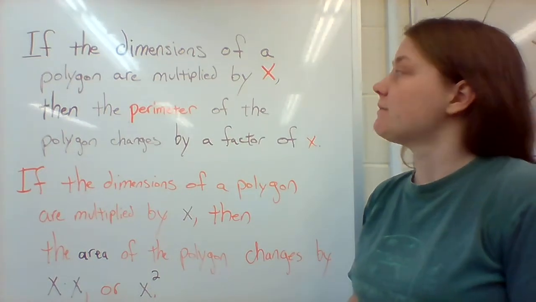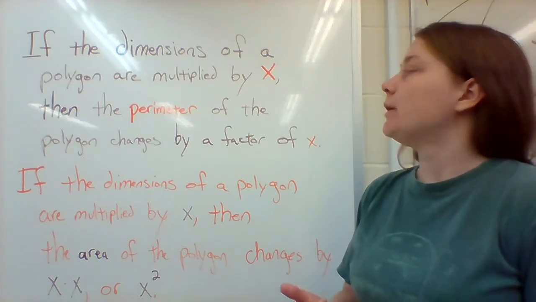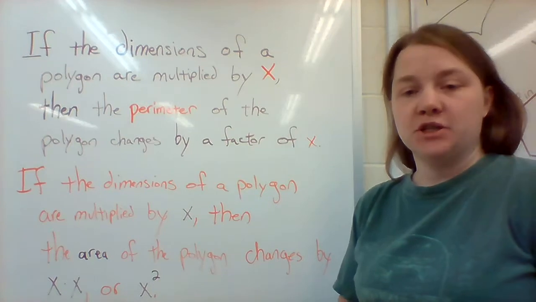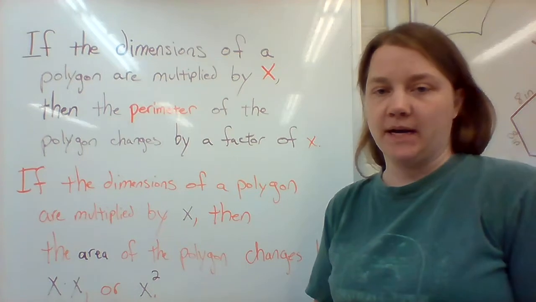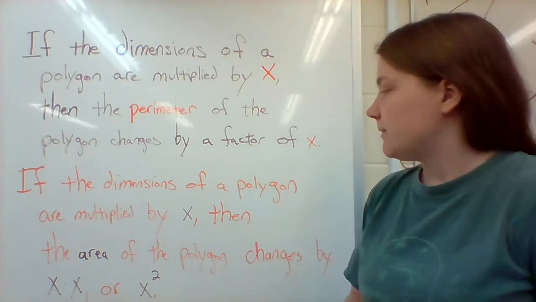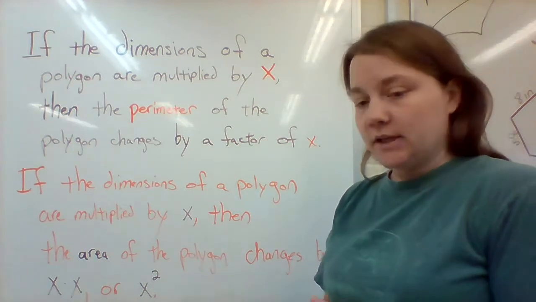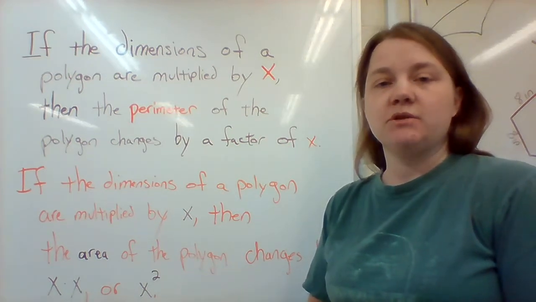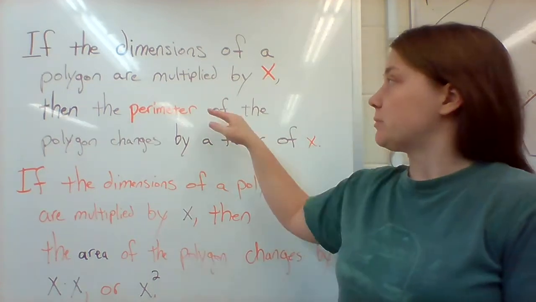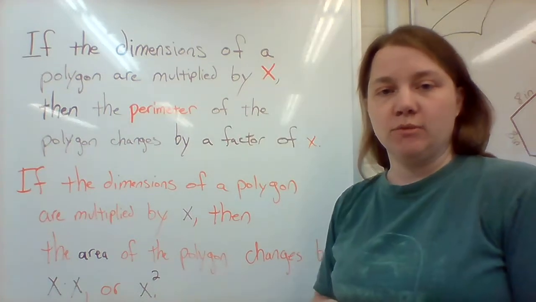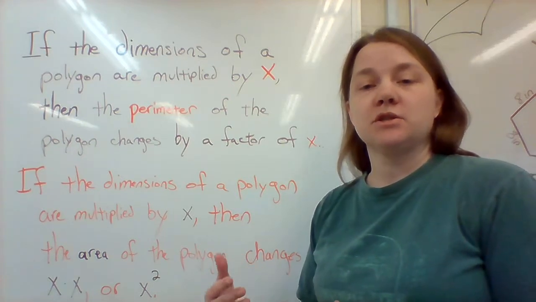If the dimensions of a polygon are multiplied by x, whatever x happens to be, the perimeter of the polygon changes by a factor of x, which means if we multiply the sides by x, then we multiply the perimeter by x. If the dimensions of a polygon are multiplied by x, again, the area of the polygon changes to x times x, or x squared. So when you change the perimeter, you multiply by the same number you multiplied. When you change the area, you multiply by the number you multiplied squared.